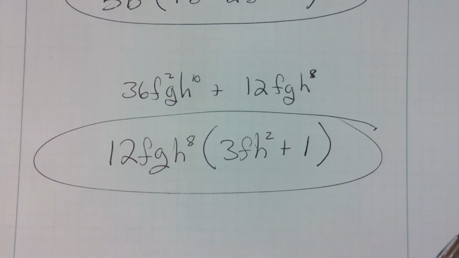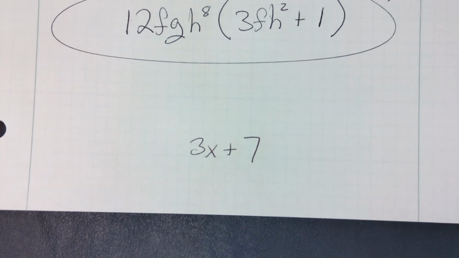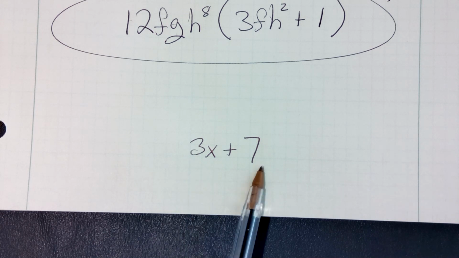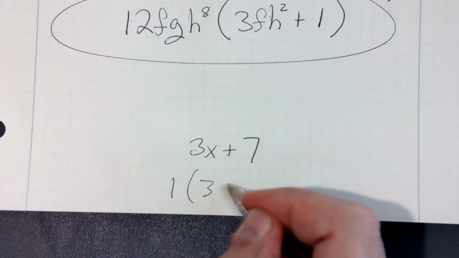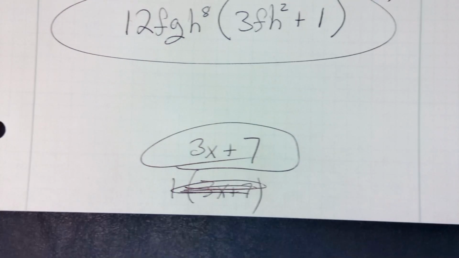Also, they will try to be very, very tricky, and they'll give you expressions where there's nothing to factor out. So the greatest common factor between 3x and 7 is 1. You do not have to write 1 parentheses 3x plus 7. You just rewrite it and say it's factored as much as it possibly can.